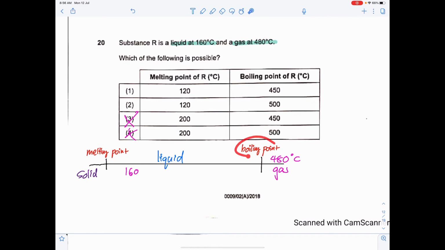So therefore, your boiling point needs to be less than 480, okay, so that it will become a gas by the time 480 comes. So therefore, anything that is above 480 cannot be the answer. So for example, option 2, at 500 degrees, your R is still a liquid at 480. So this is wrong. So therefore, the only plausible answer is 450. So therefore, answer is 1.